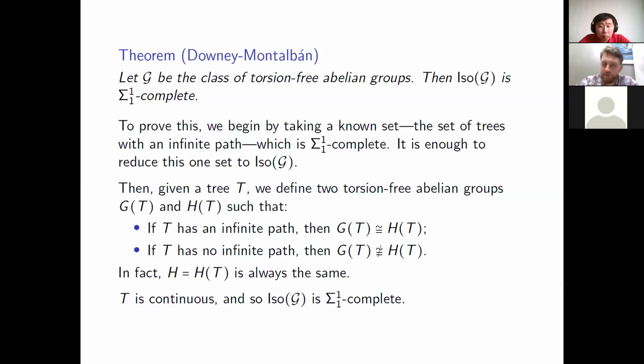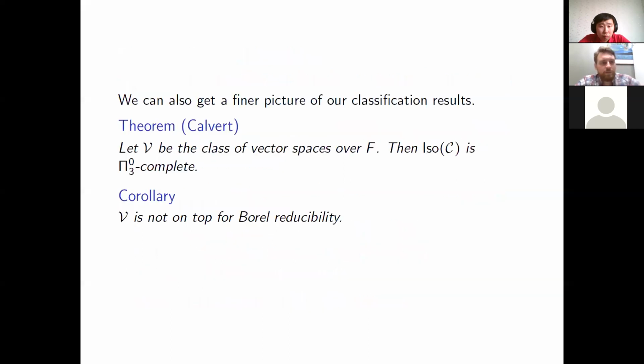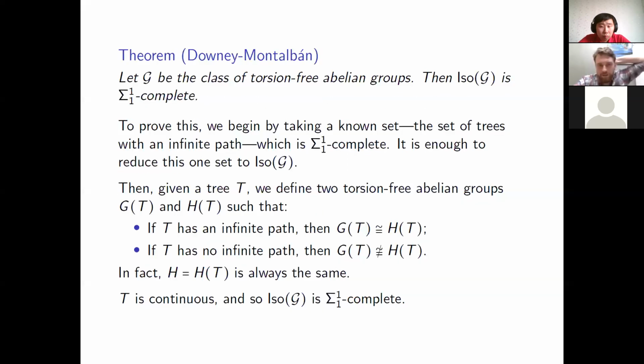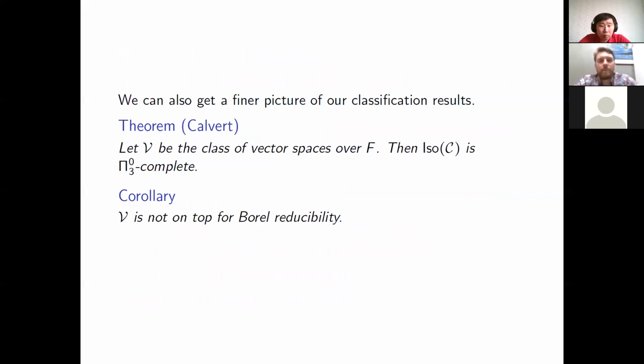Now, of course, your maps G and H have to be relatively concrete, right? So you want the G and H to actually be continuous. If the G and H are continuous, then this is going to show that the isomorphism problem is sigma 1, 1 complete, right?